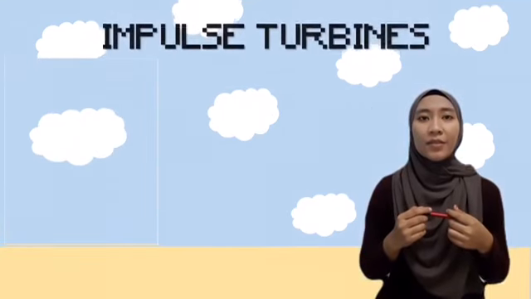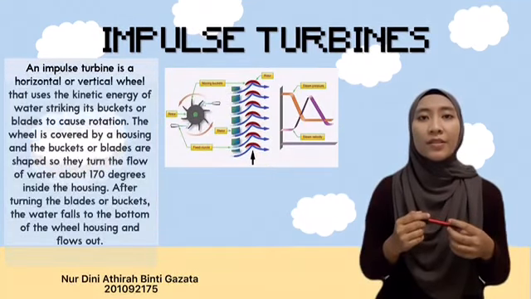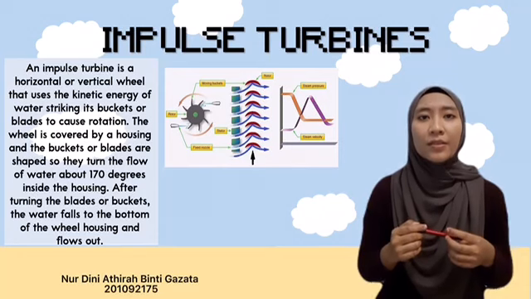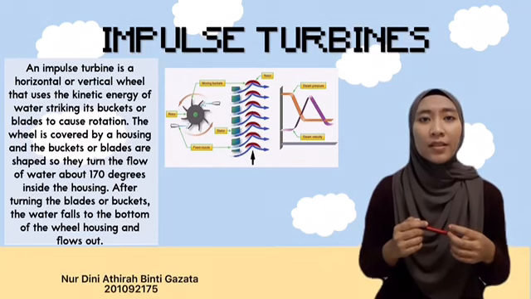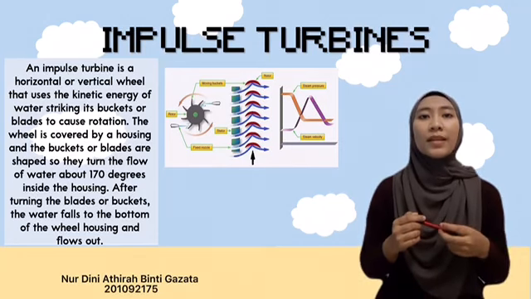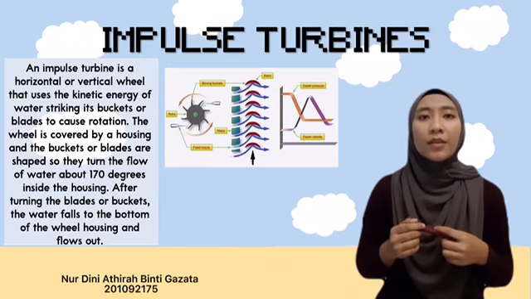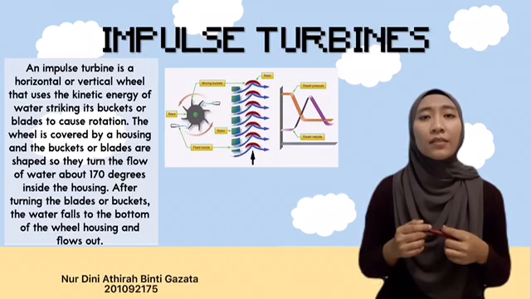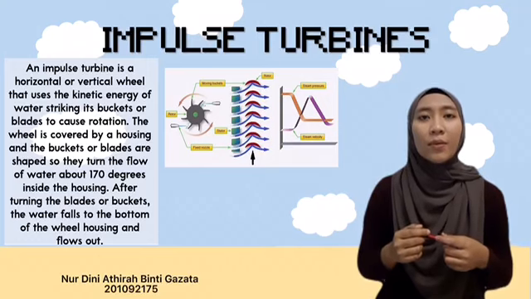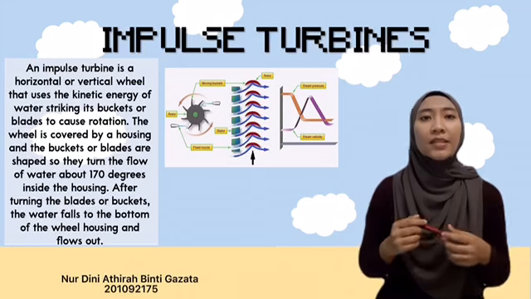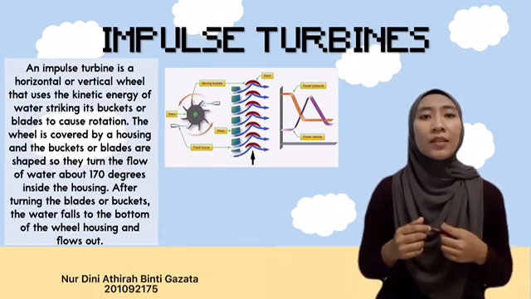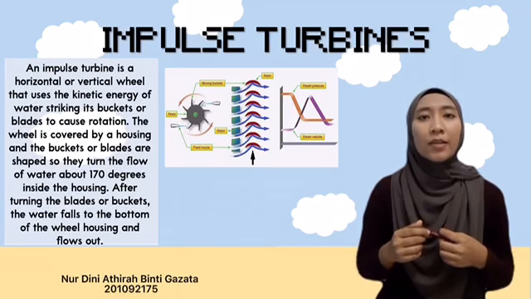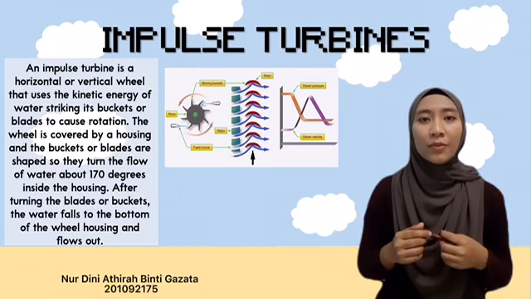Second is the impulse turbine. An impulse turbine is a horizontal or vertical wheel that uses the kinetic energy of water striking its buckets or blades to cause rotation. The wheel is covered by a housing and the buckets or blades are shaped so they turn the flow of water about 170 degrees inside the housing. After turning the blades or buckets, the water falls to the bottom of the wheel housing and flows out.